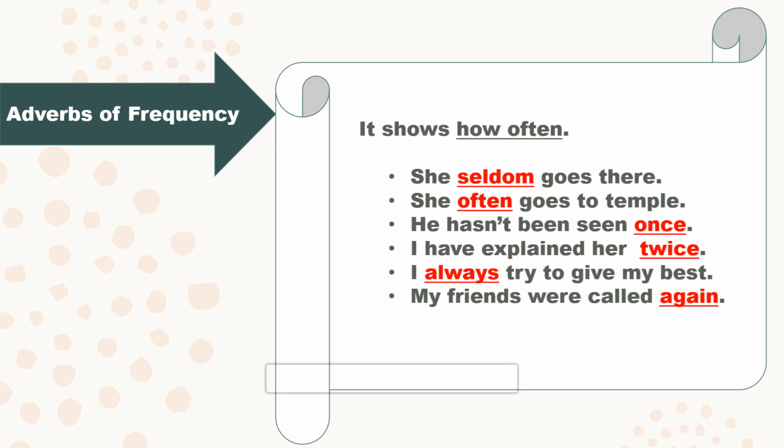I have explained her twice. How many times have I explained her? Twice. I always try to give my best. How often do I try to give my best? Always. My friends were called again. How many times were my friends called? My friends were called again and again. All these words you can see, which are underlined and written in red font, answer the question how many times or how often. And these words are adverbs of frequency.